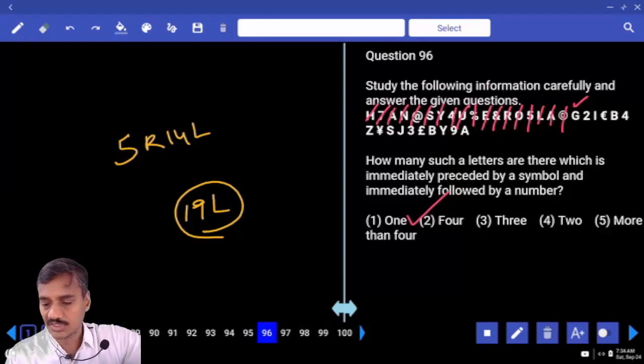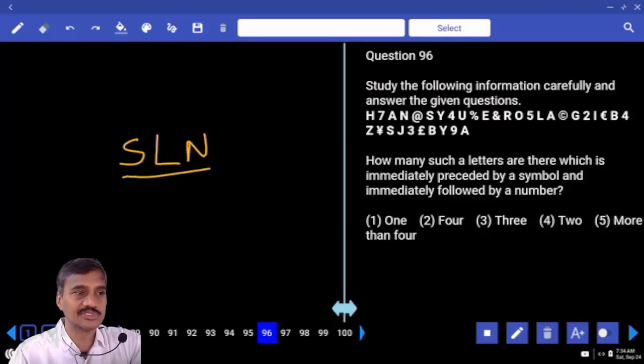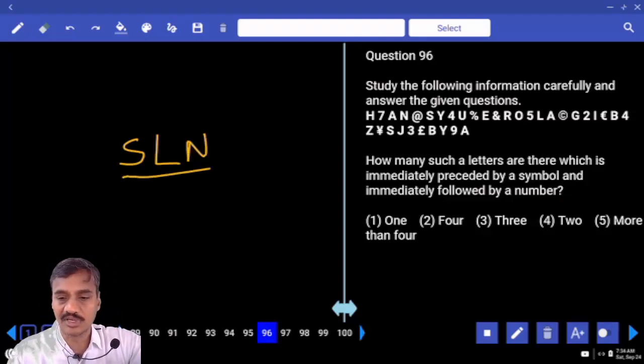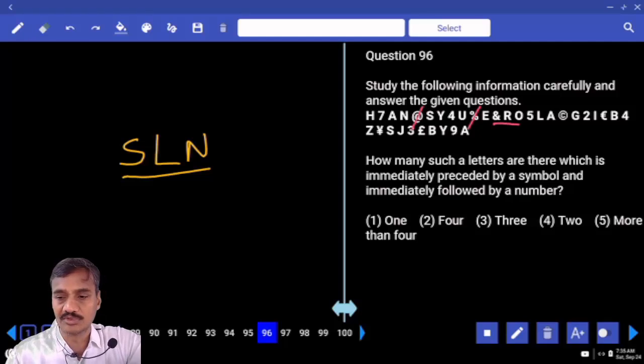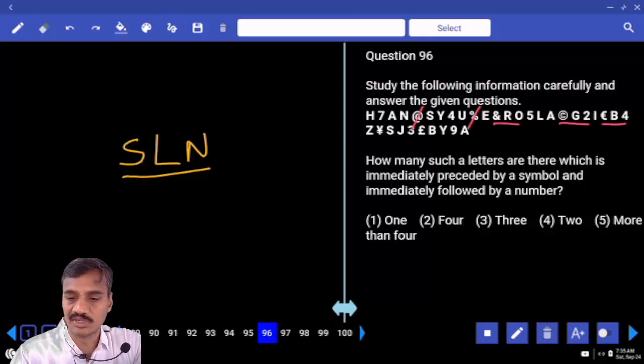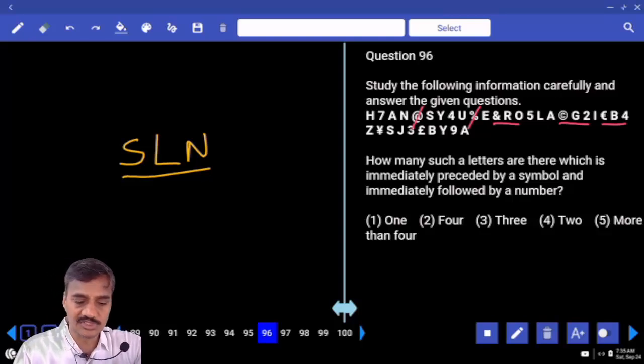And 96, how many such letters are there which are immediately preceded by a symbol and immediately followed by a number? Coming to the sequence: symbol, letter and a number. Symbol, letter but not number. Symbol, letter and a number. Next one, symbol, letter and a number. Next one, symbol, letter but not number. So altogether we have 3, that is choice 3, question 96.